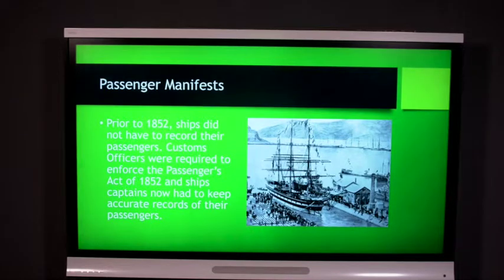Prior to 1852, no legal records were kept of the passengers sailing to Australia from foreign ports. After this time, however, customs officers were required to perform quarantine and immigration duties as well as the enforcement of the Passengers Act. Under the Passengers Act 1852, ship's masters were obliged to keep accurate passenger manifests which had to be verified before anyone could leave the ship.